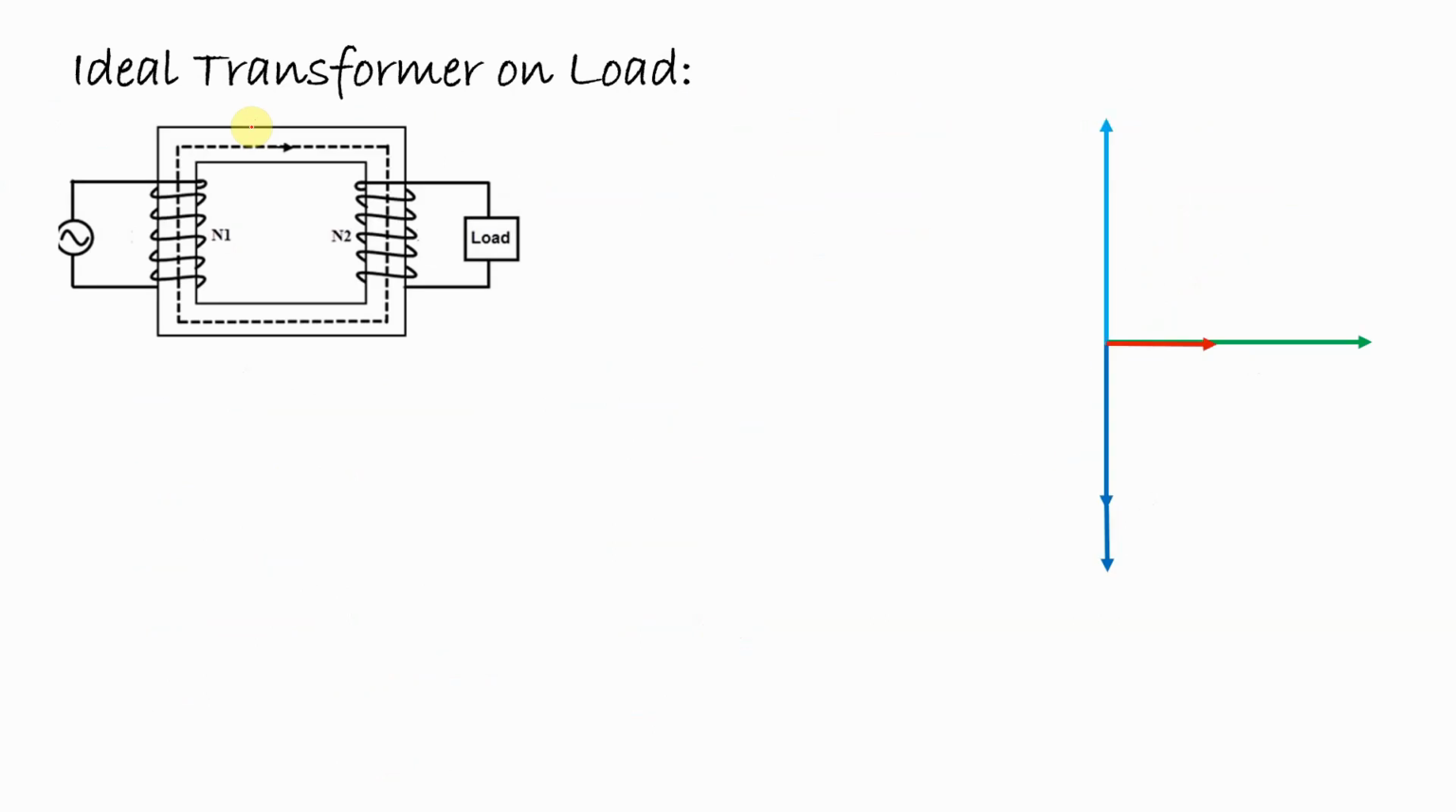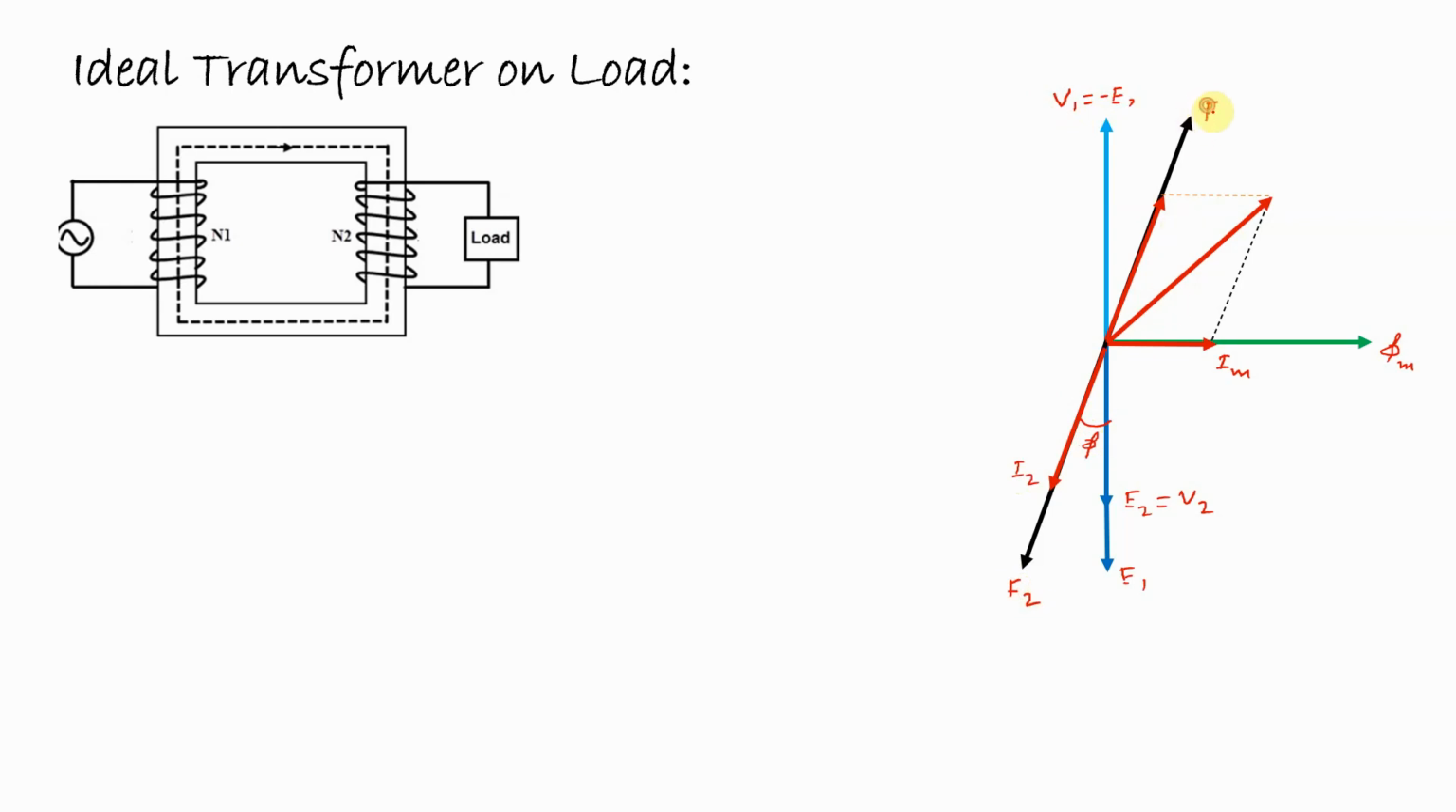So again, the phasor diagram is shown here. This is phi m, it is Im, it is E2 as well as V2, it is E1, it is I2, the phase angle is phi, it is V1, which is equal but opposite of E1. This is the magnetomotive force in secondary. This is the magnetomotive force developed in the primary because of the load. The corresponding current is I1 dash, and the total current in the primary is I1.